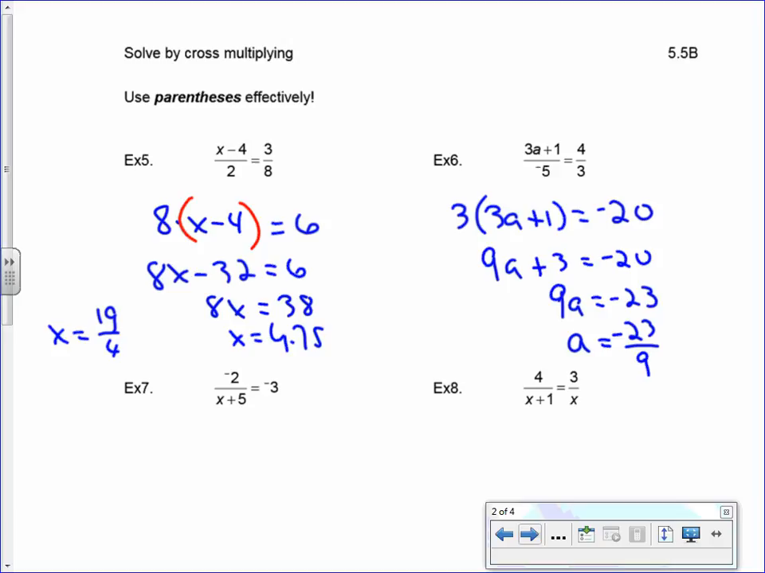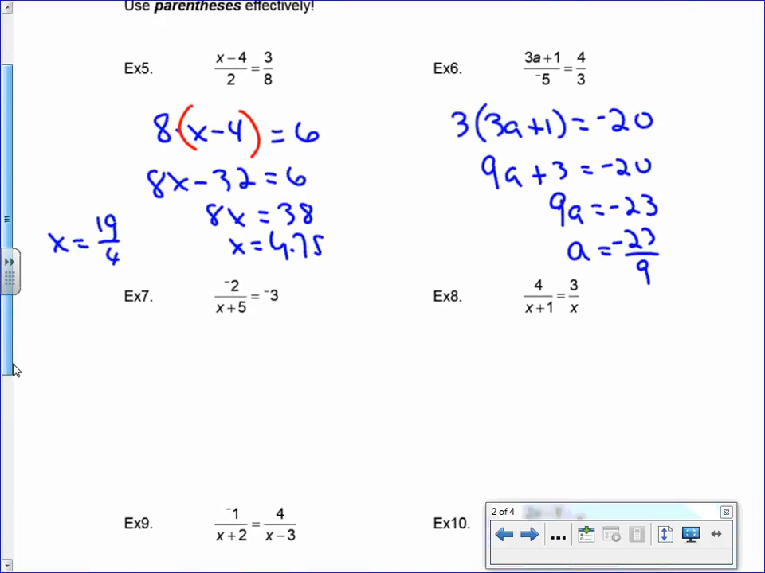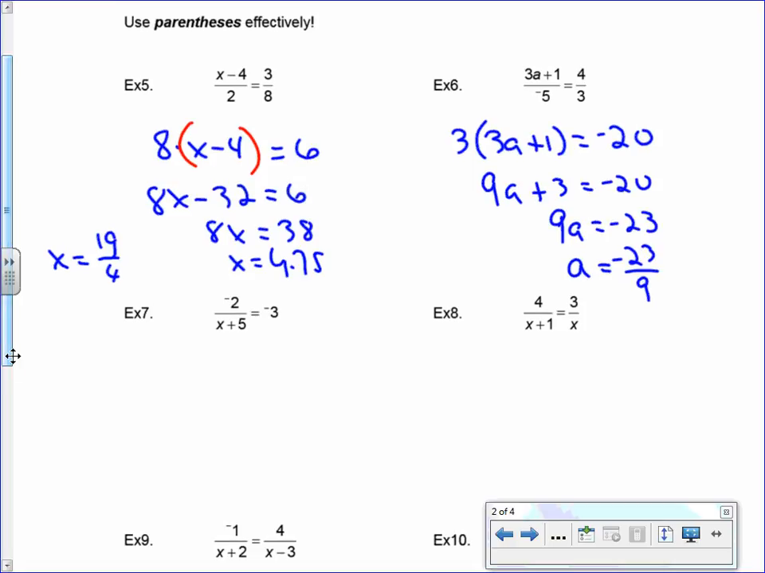Okay, can I get somebody to tell me, can you see the difference in 5 and 6 compared to 7 and 8? Do you see anything that seems different, Caroline? On the right side, it's a whole number. So we're going to put negative 3 over 1. Okay, you see something else, Jayla? The variable's at the bottom, and it's not just an x, it is an x plus 5.